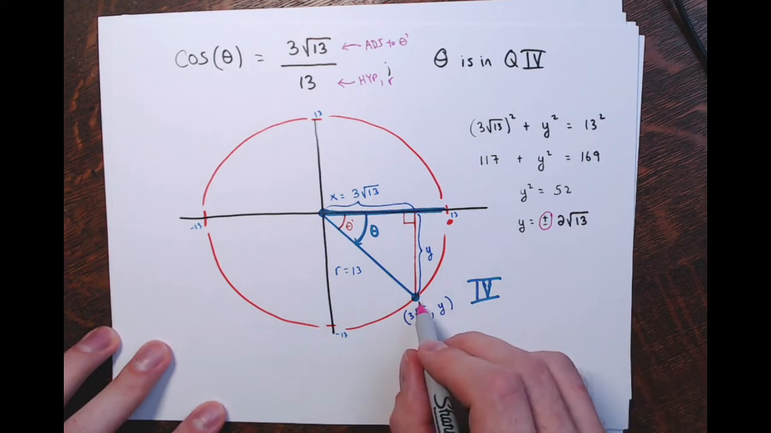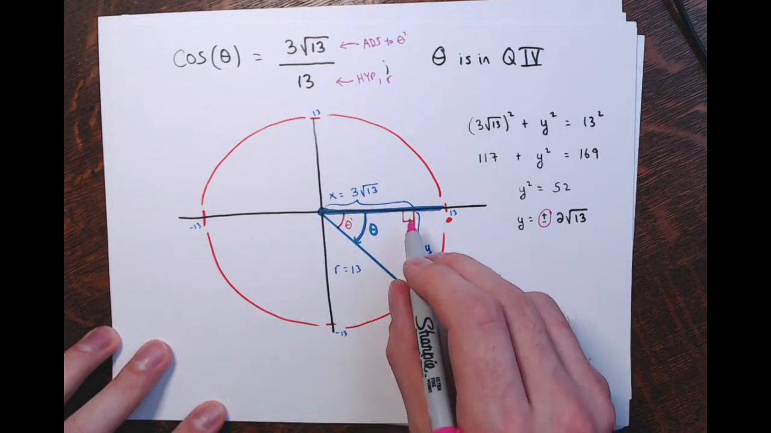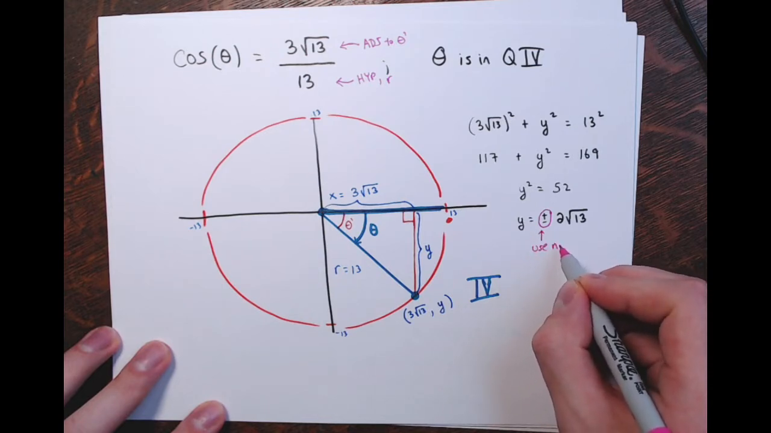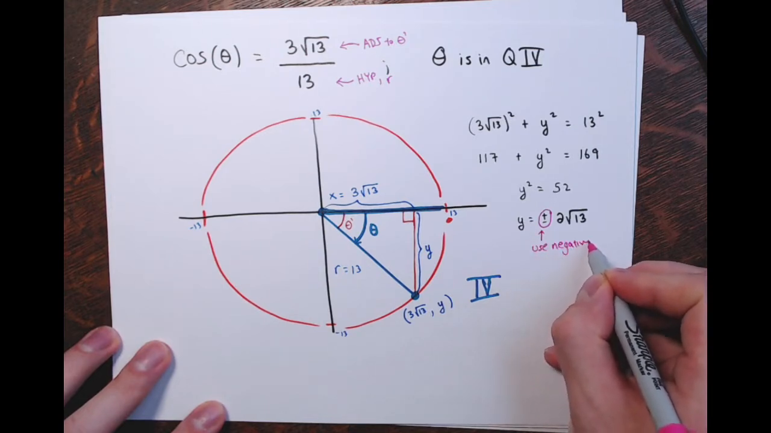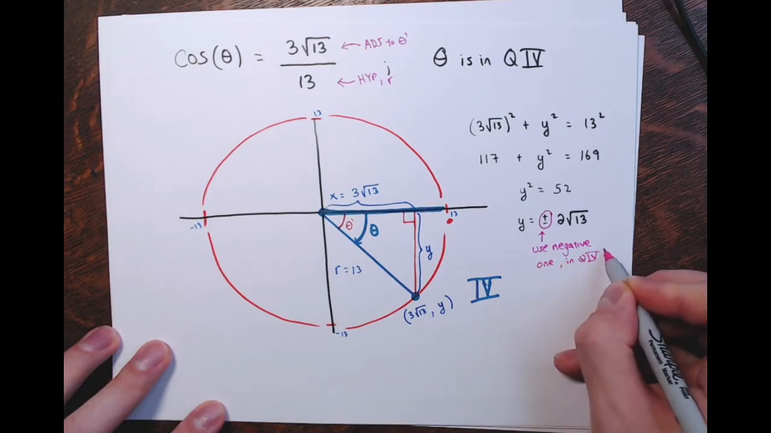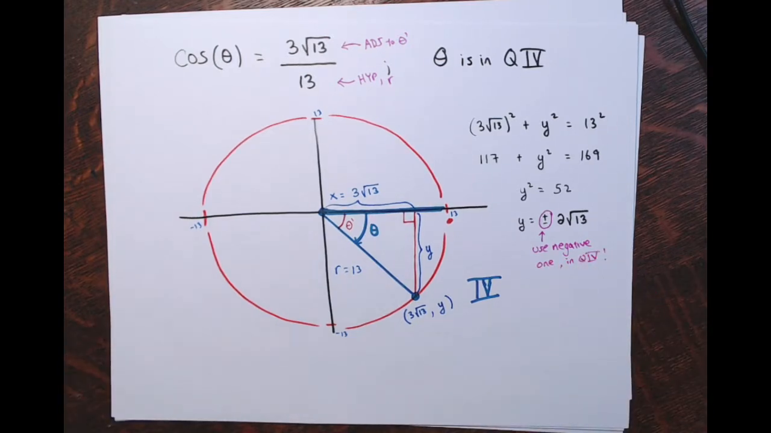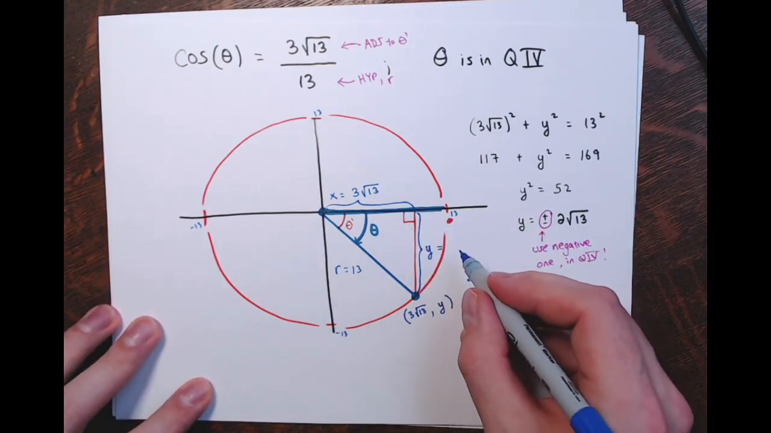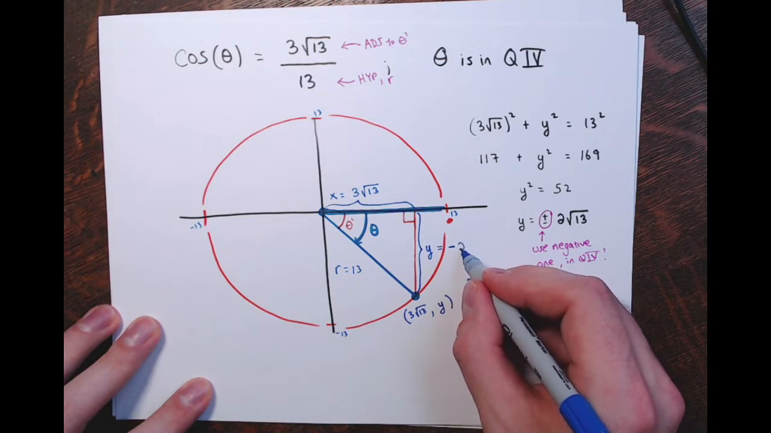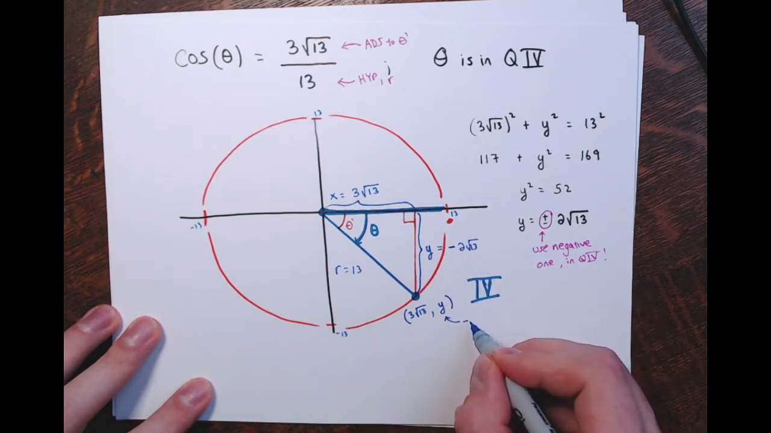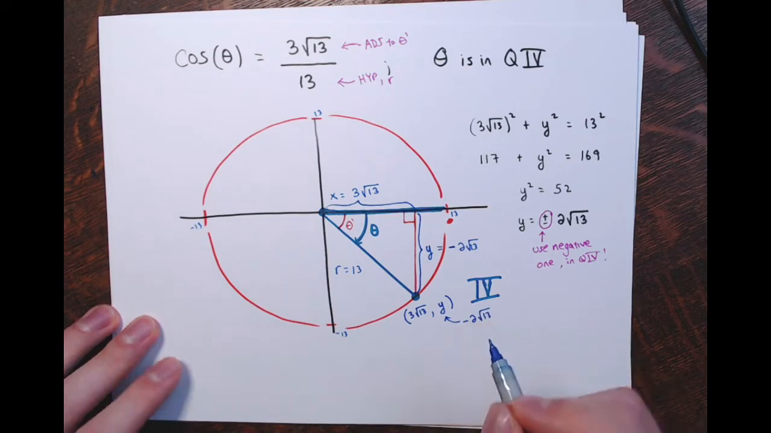Well, I'm in quadrant 4. The y-coordinate is negative. I'm going to use the negative one because I'm in quadrant 4. So this y-coordinate here, this side here, is negative 2 times the square root of 13. The y-coordinate here, negative 2 times the square root of 13.